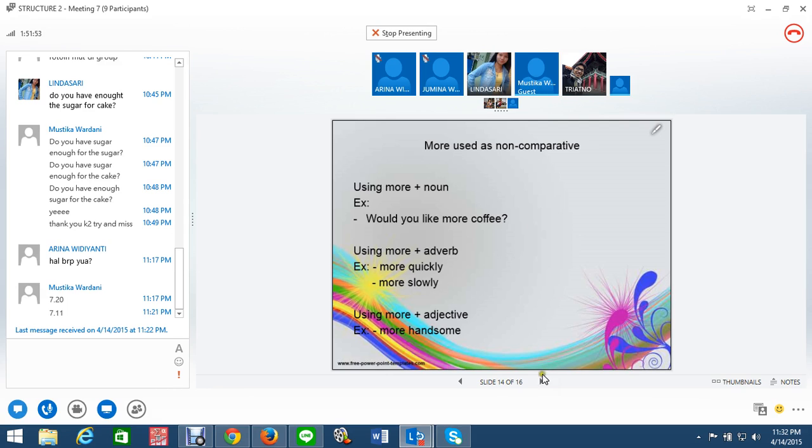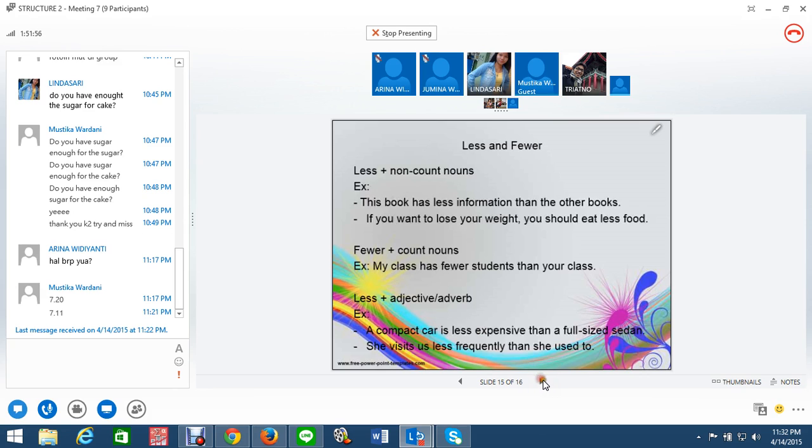Okay, it's easy, right? Now we are going to talk about less and fewer. Less is used, lihat modulnya, itu masih modul 7, unit 5, 7.34. Okay, less and fewer. Less plus, kalau less itu digunakan dengan non count nouns, kata benda yang tidak dapat dihitung. Less plus non count noun.